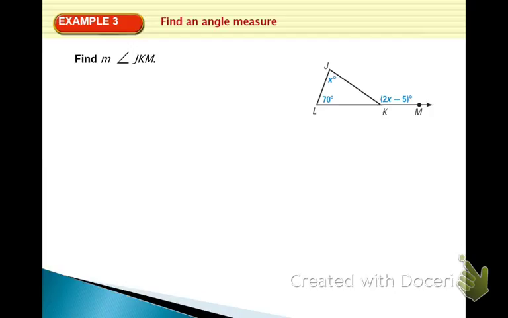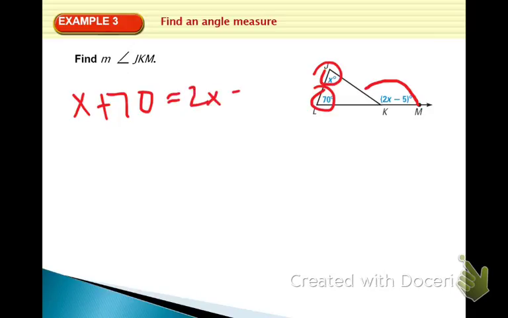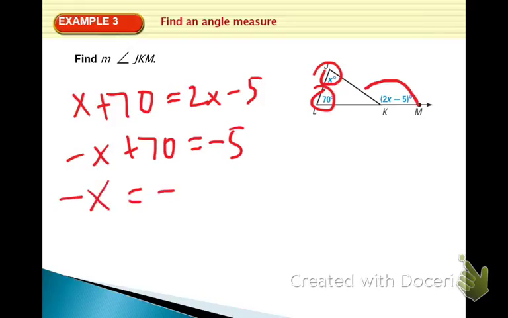Right. 2x minus 5 is the exterior angle. These two are the non-adjacent interior angles. Their sum, x plus 70, equals the exterior angle, 2x minus 5. Then we solve. We subtract 2x from both sides and get negative x plus 70 equals negative 5. Then we subtract 70 from both sides and get negative x equals negative 75. So x equals 75.